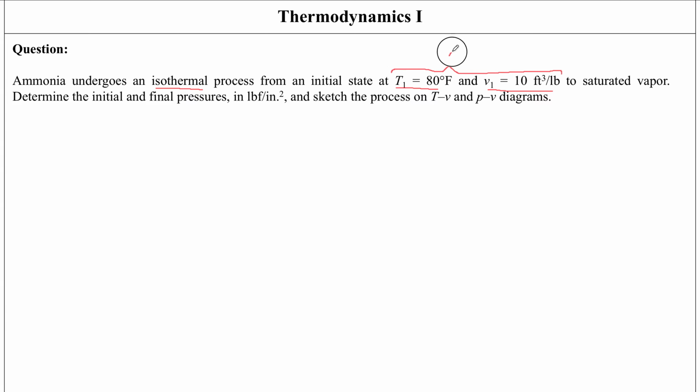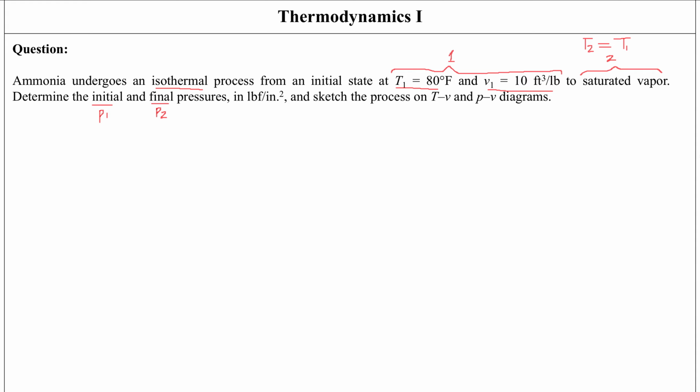Okay. And at state 2, ammonia undergoes an isothermal process from an initial state to saturated vapor. So this is your state 2. And obviously the temperature remains constant, so T2 is equal to T1. These are the conditions that are given to you. You need to find out the initial and final pressures, which means you need to find out P1 and P2, and you need to sketch it onto a TV or a PV diagram.